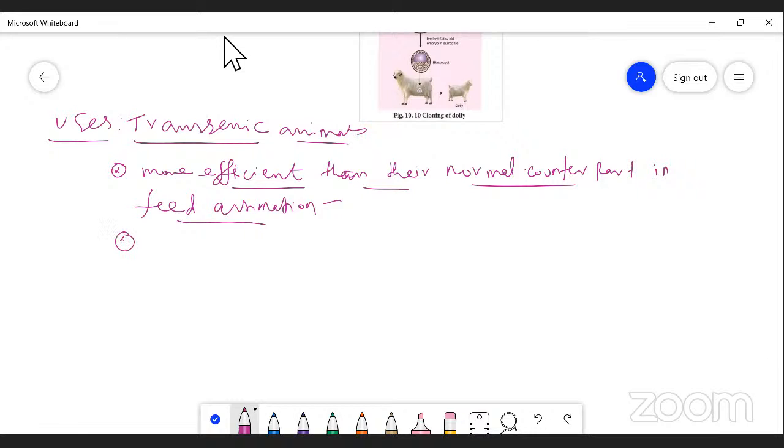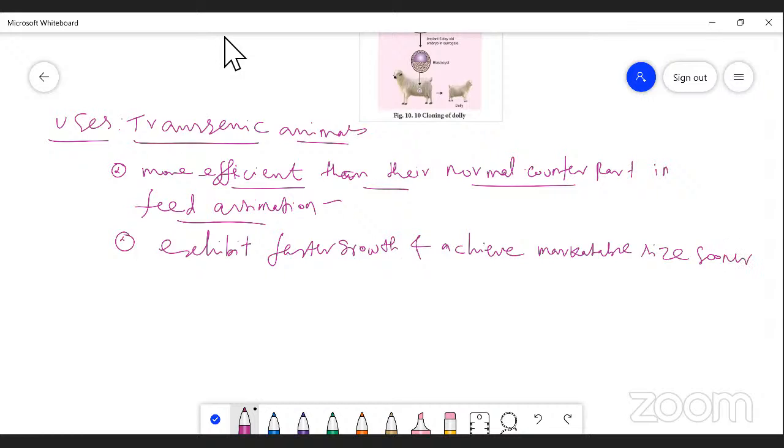Next is faster growth. Most of the transgenic animals exhibit faster growth when compared with normal animals. Due to this faster growth, they achieve marketable size sooner, reaching maximum size within a short time. The growth is increased and the weight also increases. These points are also not given in the book. Most transgenic animals show faster growth and achieve marketable size sooner.